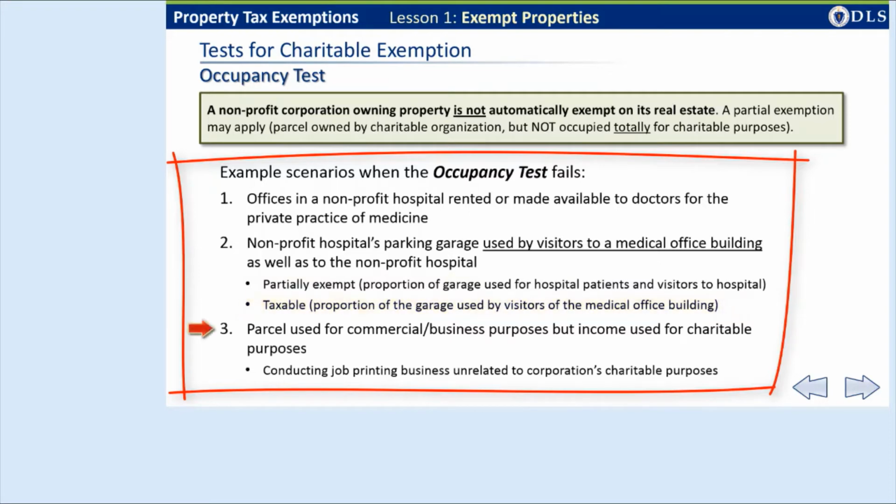A nonprofit corporation operates a commercial printing business in its building. Money derived from the business venture is used to provide aid for certain individuals, which is the purpose of the organization. The real estate is taxable, however, because the dominant purpose for which it is used and occupied is a commercial printing business. That activity is not related to the charitable purposes, but is commercial in nature.